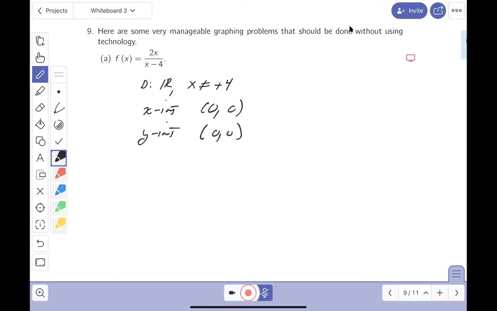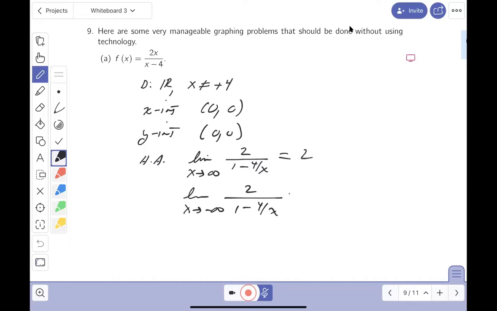Let's see what else I could do. I guess I could do a horizontal asymptote, right? And what's that going to be? Limit as x goes towards infinity, and limit as x goes to -infinity. We'll look at the picture later. And what's f of x? Well, it's 2x over x minus 4. I would divide by the highest degree variable. So that'll be 2 over 1 minus 4 over x. And if you did that, you would get 2 in both cases. So what's the horizontal asymptote? y equals 2. We'll look at the picture later, by the way.